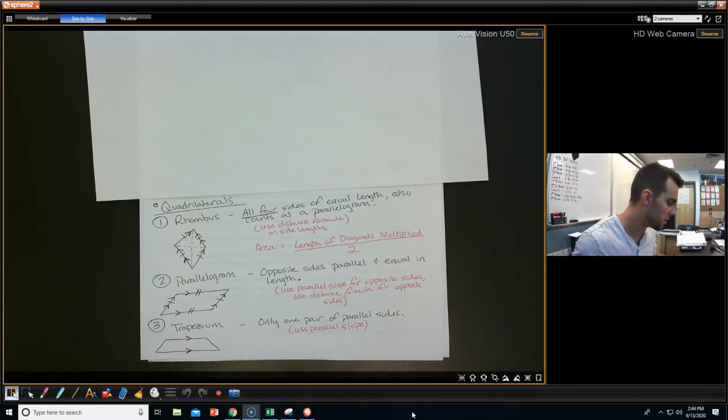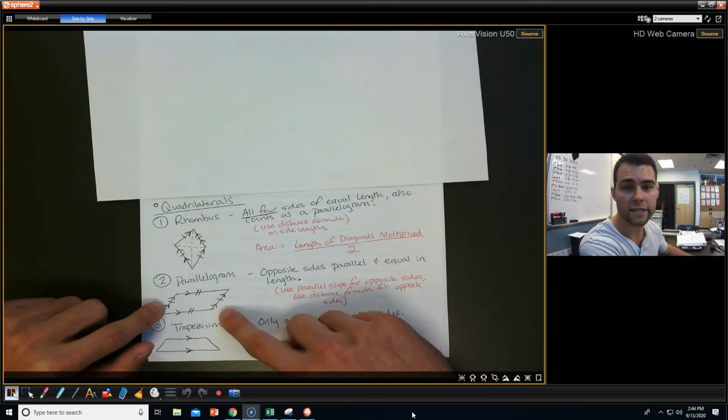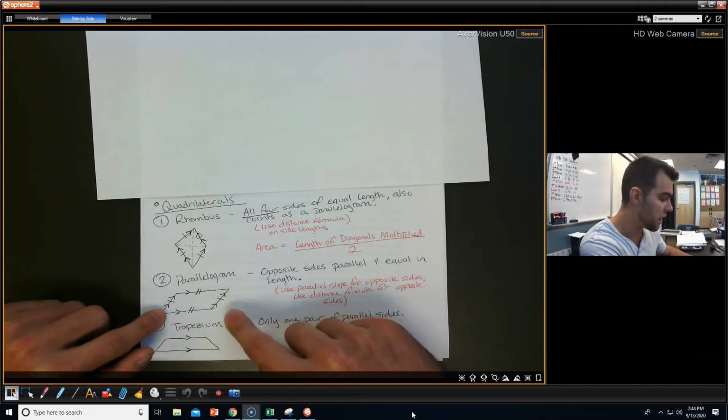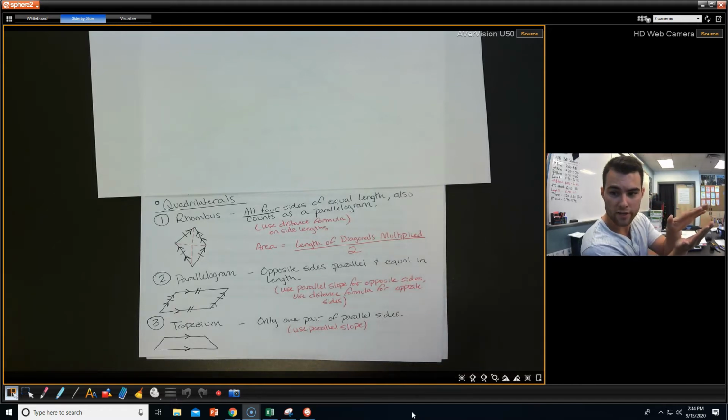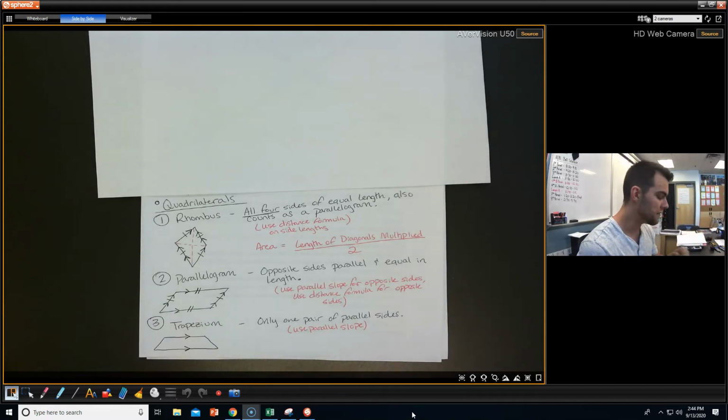Okay, that's what a parallelogram is at the end of the day. Just look at their gradients, see if they're parallel, right? If the opposite sides are parallel, meaning they have the same gradient, because equal gradients are parallel, same slope, then you will have a parallelogram on your hands.